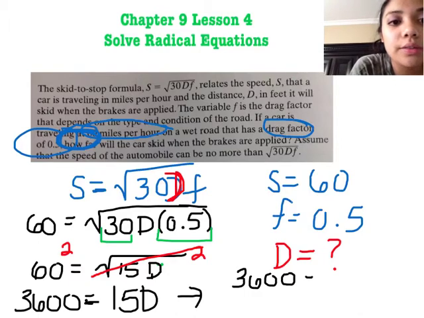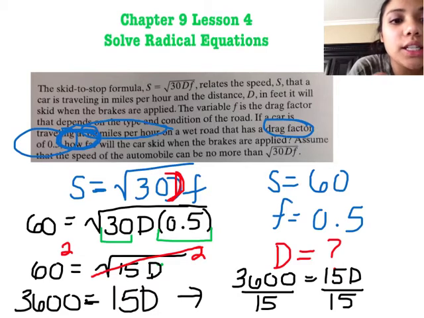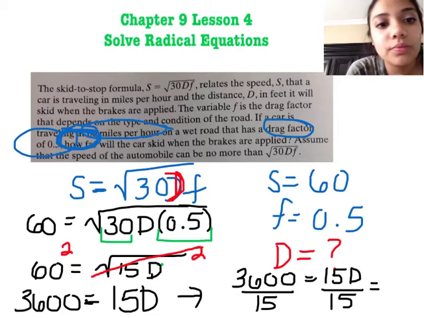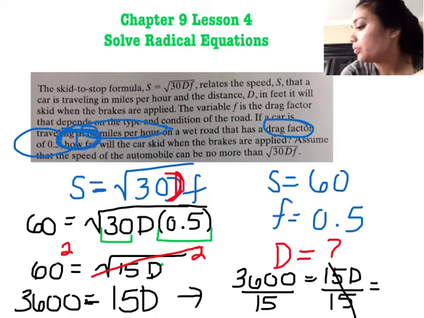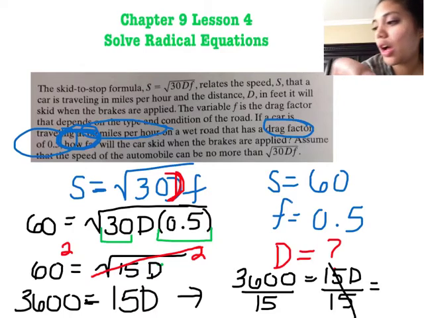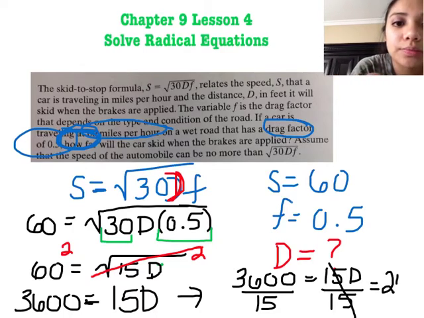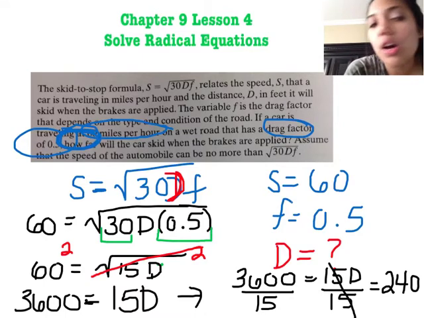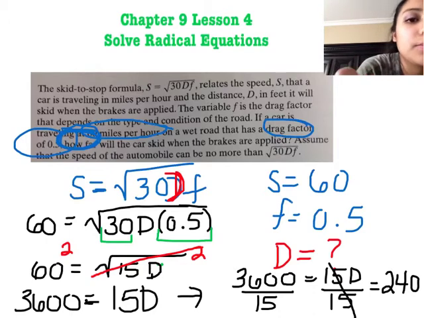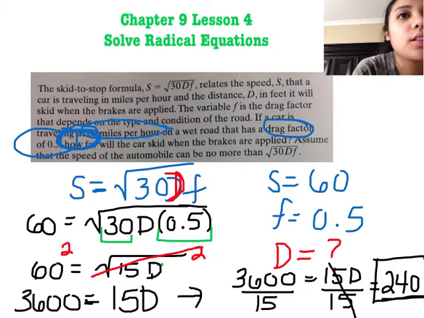So 3,600 equals 15D. Now I have a one-step equation which I know how to solve. How do I solve it? I divide by 15 because, again, I'm doing my inverse. 3,600 divided by 15. This goes away. You should have got 240. So that means that the car will slide 240 feet with a drag factor. Pretty cool.